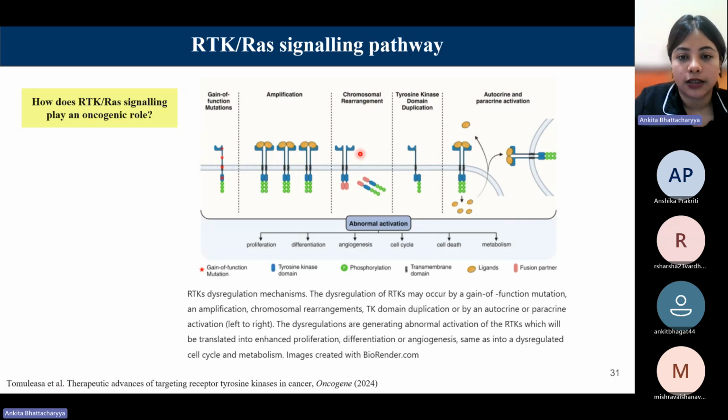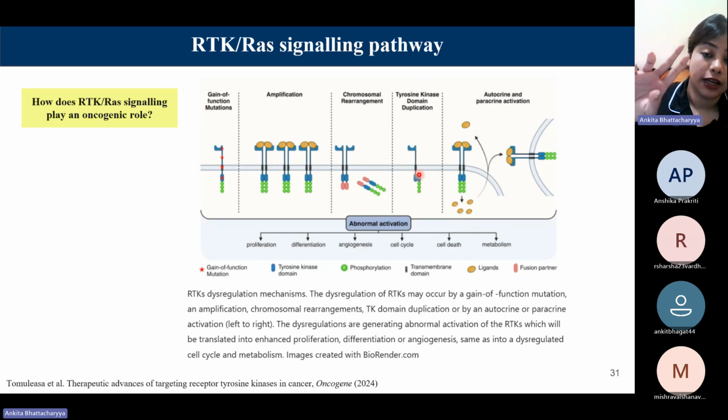So you can see that the upper part of the receptor has fused with something strange, pink. And here you can see the reverse has happened, where the intracellular part of the protein has fused with that pink other protein, and that is also an abnormal fusion protein that has formed. Then you can have, this is something new, not something we've discussed till now, tyrosine kinase domain duplication, whereby the domain itself gets duplicated and it has bound to something else.